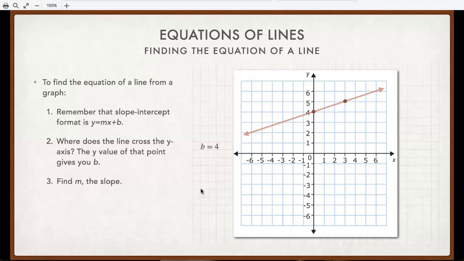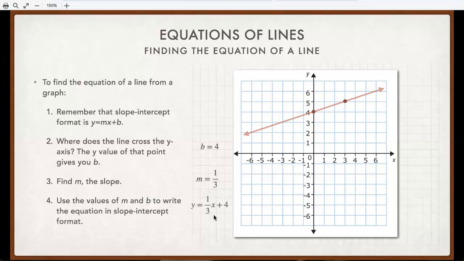Then we find the slope, which we just found. We said it was 1/3. And then we can use those to write the equation in slope-intercept format. y equals 1/3 x plus 4.